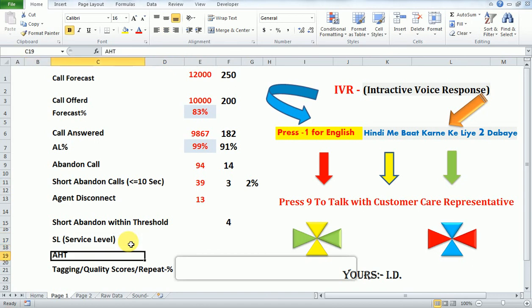If you talk about AST, I have already described what AST is. AST means talk time plus hold time plus wrap time divided by total answered calls.